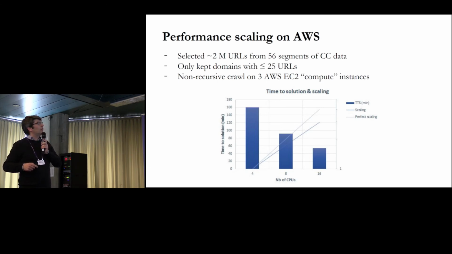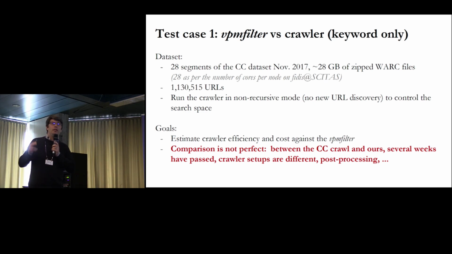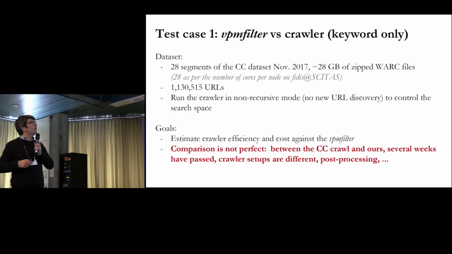So this was an older test that we did to compare the VPM filter and the crawler. We used 28 segments, extracted the URLs that were contained in the WARC files from the CommonCrawl data sets, and just fed that into the crawler to see what the output of the crawler was. Of course, between the time CommonCrawl ran their own crawler and ours, several weeks have passed, so things are not fully comparable, but it gives an idea of the number of positive matches that we had.